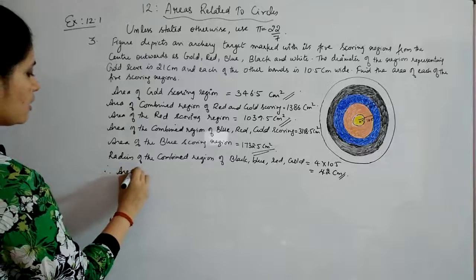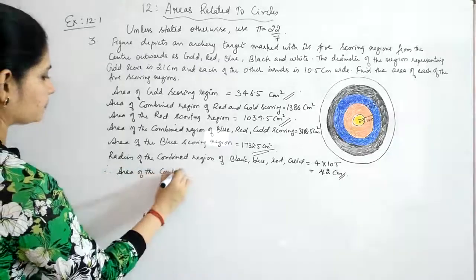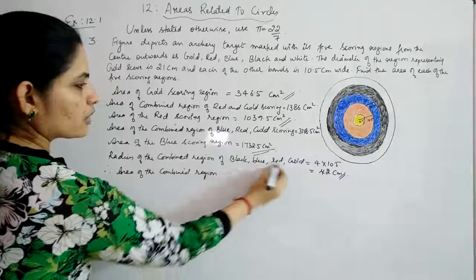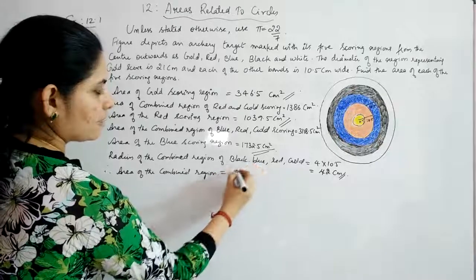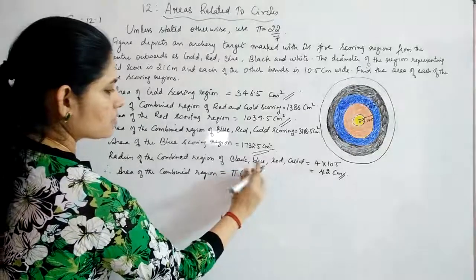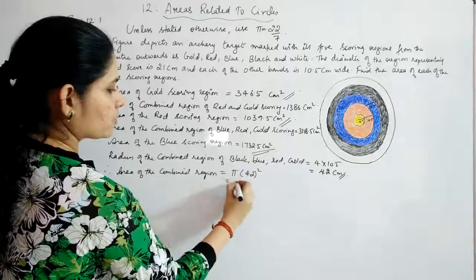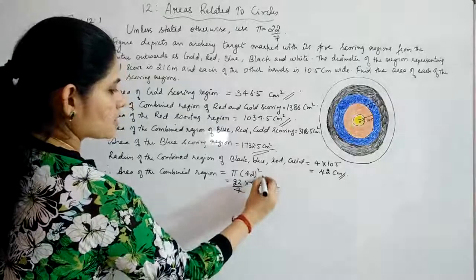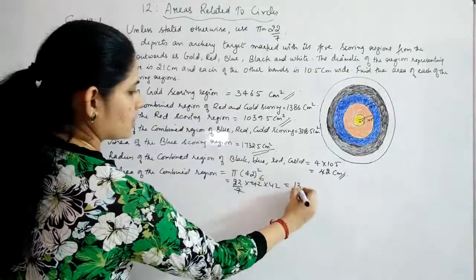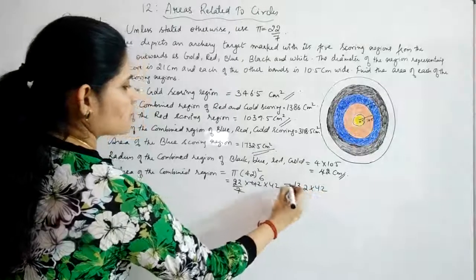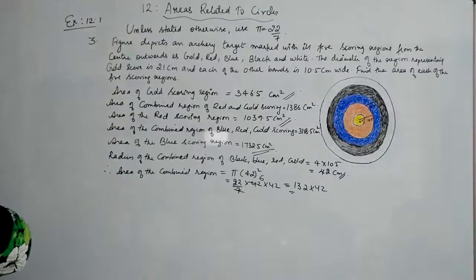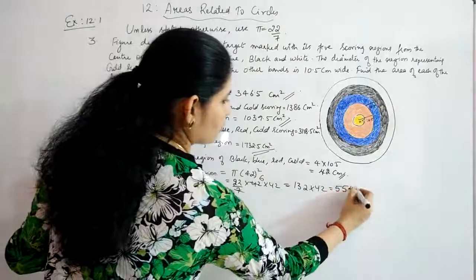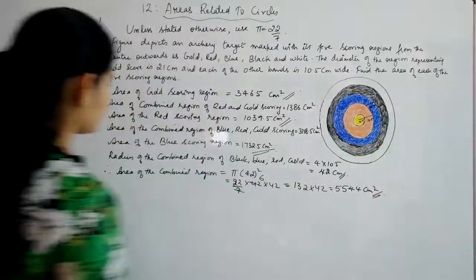Therefore, the area of the combined region including all these three will be pi into 42 square, which is equal to 22 by 7 into 42 into 42. This is 6, so you will get 132 into 42. Just tell me what is the multiplication of 132 and 42. You are getting 5544 centimeter squares. This is the area of the combined region.